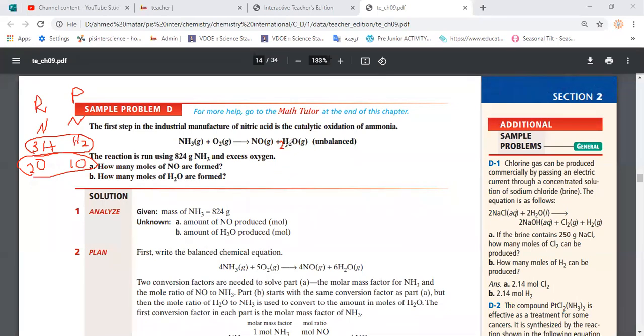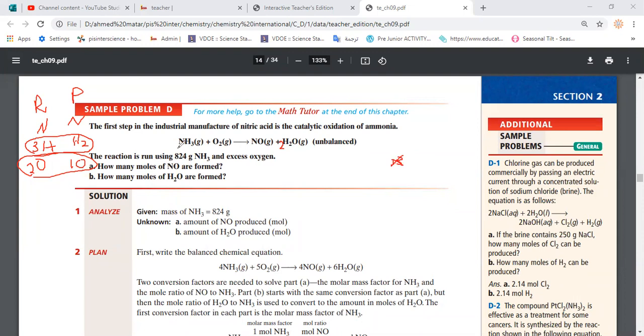In that case, how many hydrogen do we have? Four, and here just three. So what number could we match between 4 and 3? 4 over 3, okay, that means 1.3. Actually, that's too much fraction.